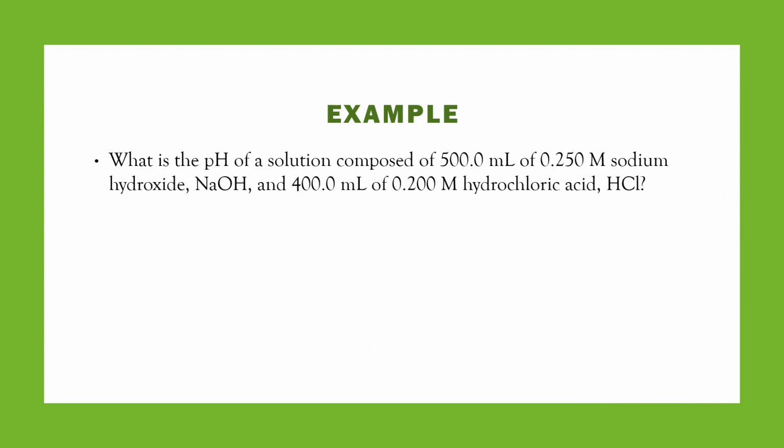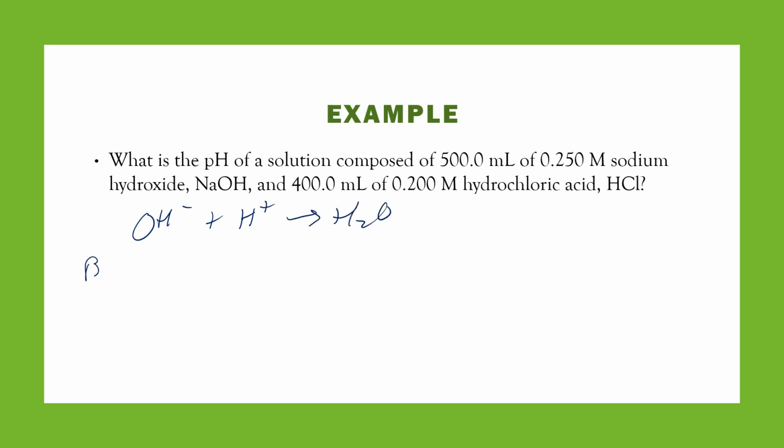Okay, here's another example. What is the pH of a solution when we have sodium hydroxide, NaOH, and hydrochloric acid? So they're both strong. That's nice. Well, we know that when we have a strong base with a strong acid, they're going to form a net ionic equation that looks like this.